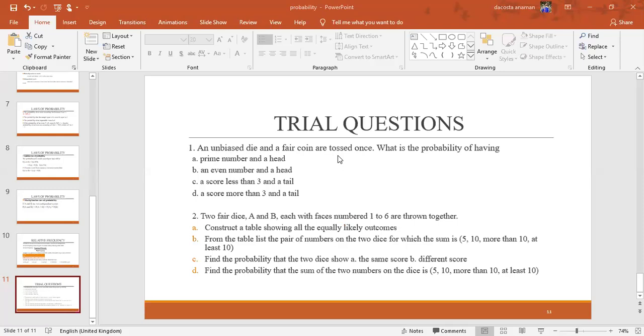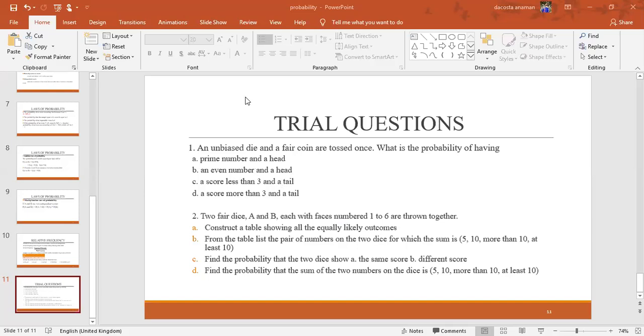What is the probability of having a prime number and a head? An even number and a head. A score less than 3 and a 2. And D, a score more than 3 and a 2. Okay, so my job here is to help you get the sample for this event that will take place. After that, the rest of the question is yours.